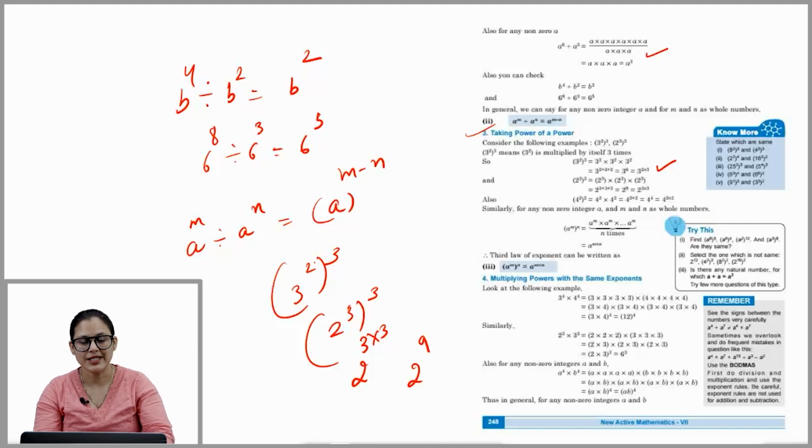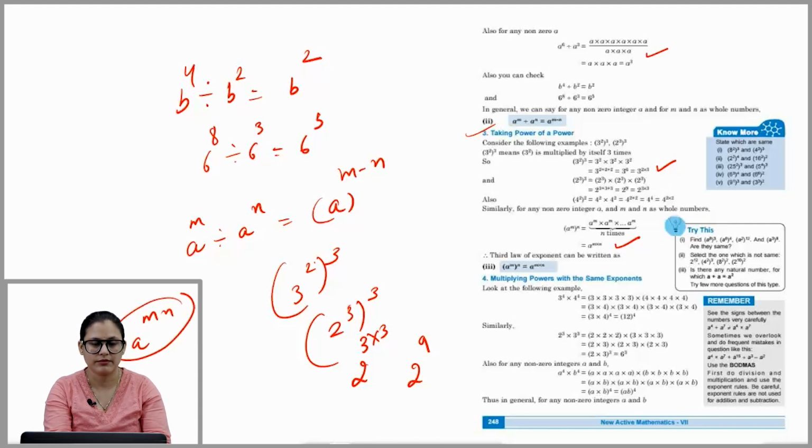Similarly, for any non-zero integer A and m and n as whole numbers, this is the formula. A raised to the power m raised to the power n is equal to A raised to the power m n. That is, the third law of exponents can be written as A raised to the power m raised to the power n is equal to A raised to the power m n.